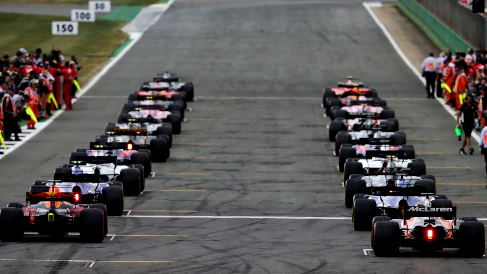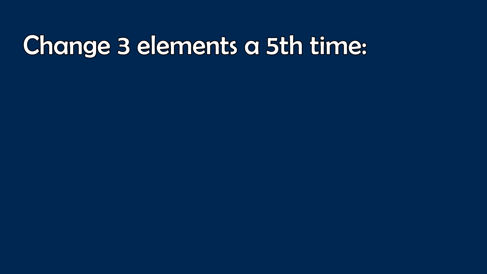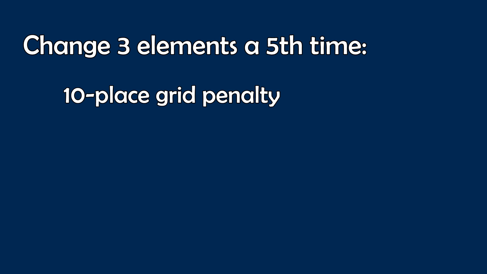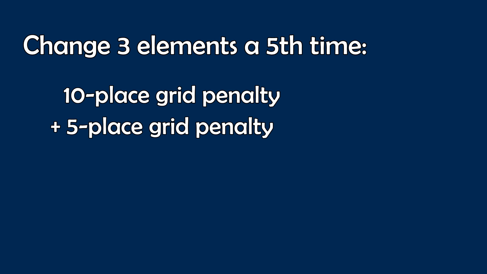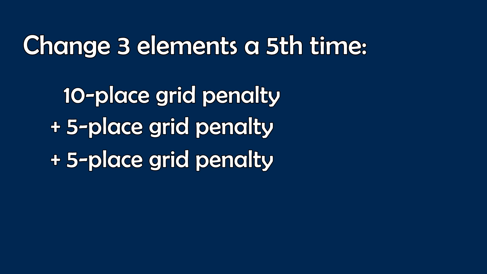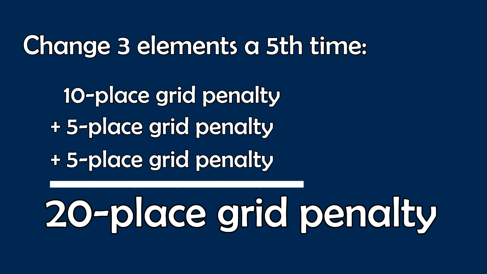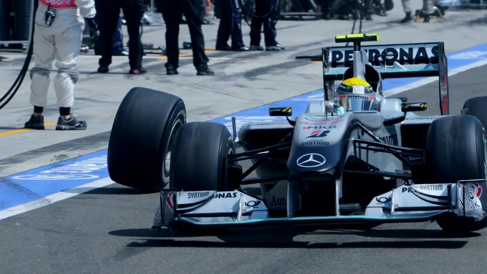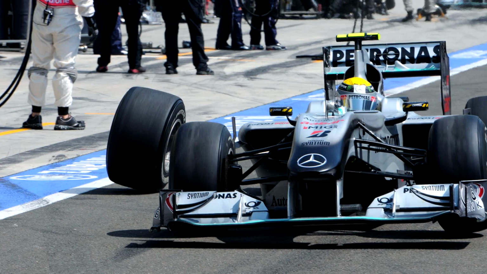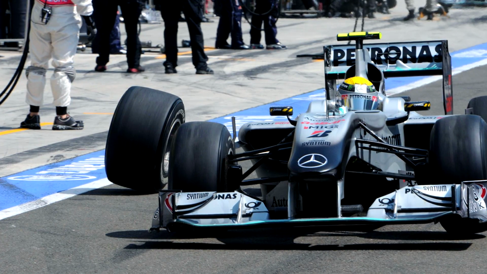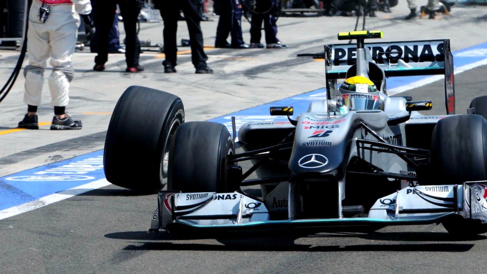So for instance, if you change out 3 elements of the power unit a 5th time, you would get a 10 place grid penalty for the first element, a 5 place grid penalty for the second, and another 5 for the third one. In this case, you would end up with a 20 place grid penalty, which is actually not that uncommon because Formula 1 components are not designed to last very long. They are designed for performance.